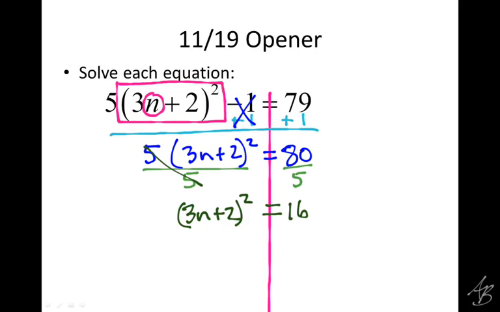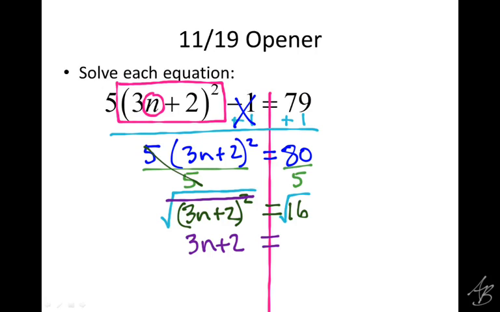So to get rid of the square, we use a square root. All right, so I'm going to take the square root on the left. That's going to get rid of the square. But if I take the square root on the left, I have to take the square root on the right. Whatever I do on one side, I do on the other. On the left side, the square and the square root cancel, leaving 3n plus 2. On the right side, we're looking for a number that multiplies by itself to get 16.